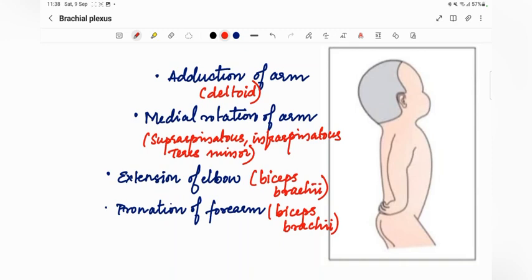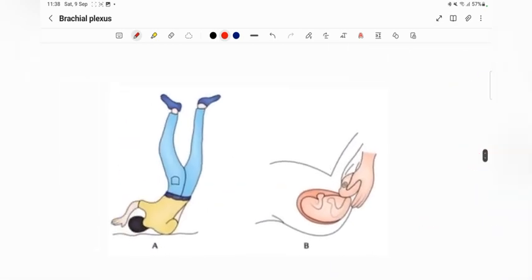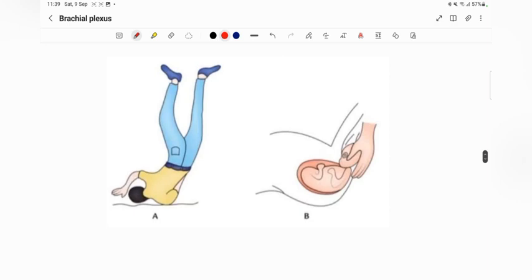So why is it caused? It's an upper plexus injury which is caused due to increase in the angle between the head and the shoulder, as occurs during landing on shoulder or fall from a height, or it can occur due to forceps delivery. Then there is traction of the arm which occurs during childbirth.